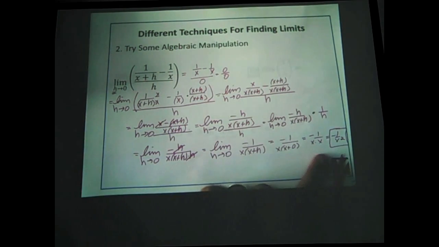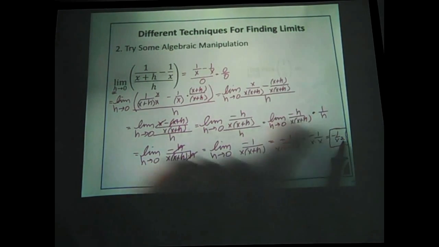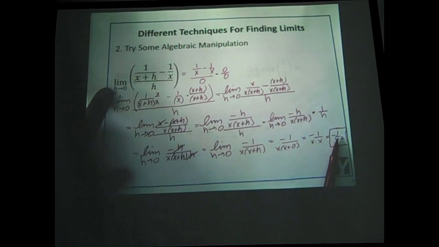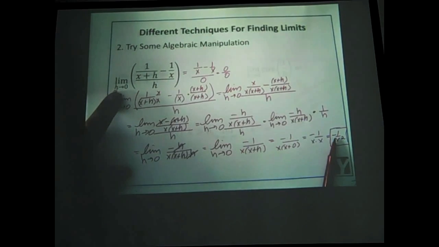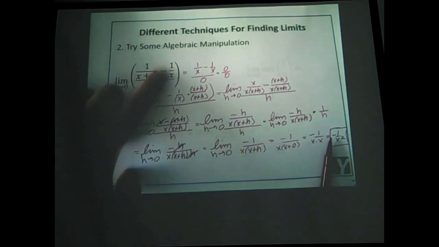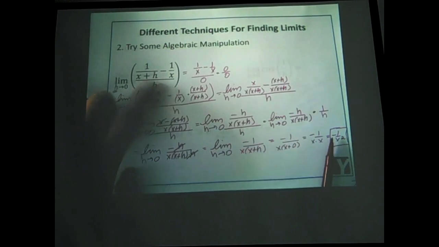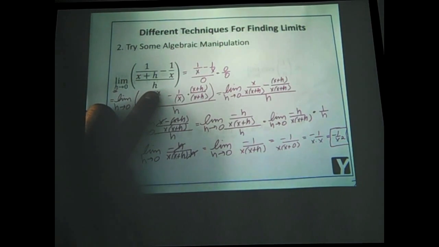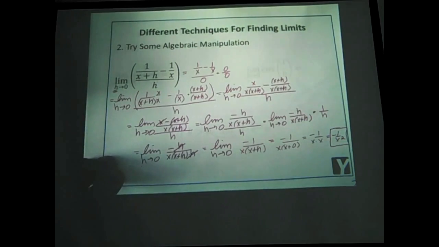So you might say, that's the answer? What the heck was the question? I don't remember anymore. It's all the way back over here. The limit as h approaches 0 of 1 divided by x plus h minus 1 divided by x, the whole thing over h. That limit is equal to negative 1 over x squared. Done.